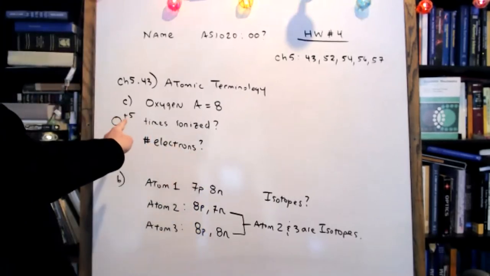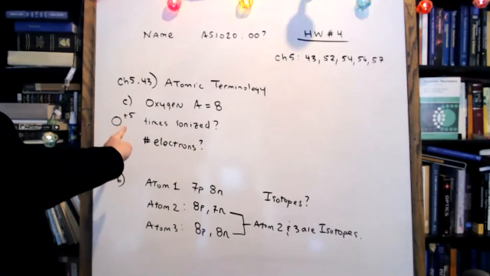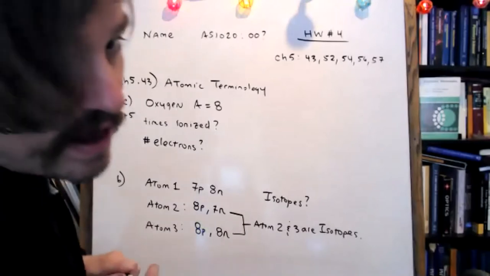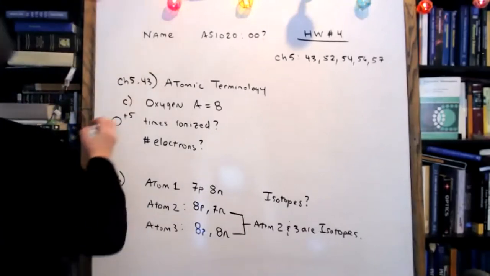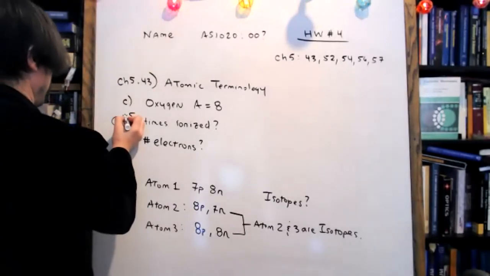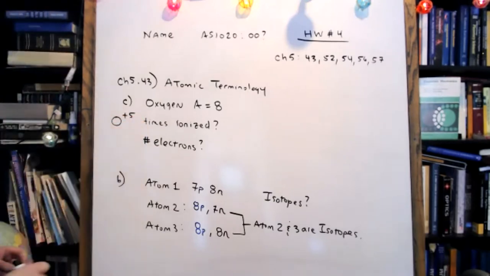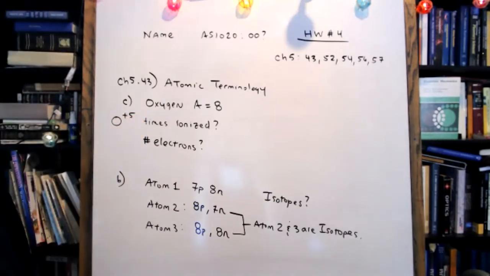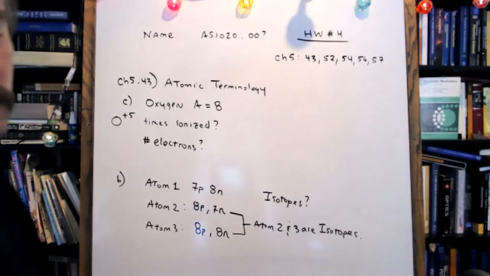So if it's oxygen plus 5, that's suggesting it has a net charge of positive 5. So how many electrons did it have to lose? I didn't really get what you just said. Okay.